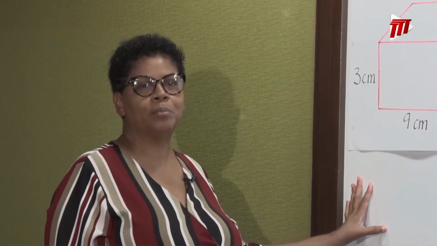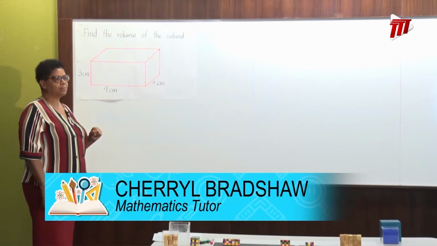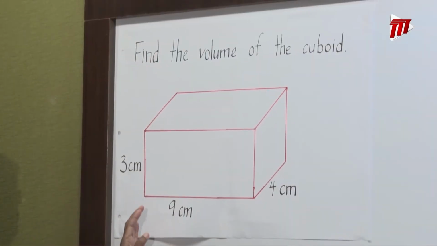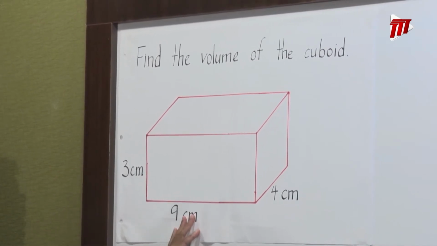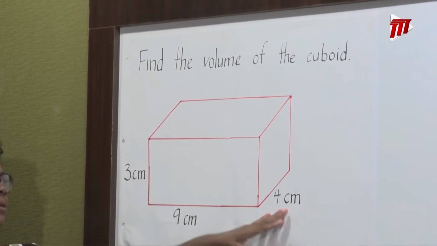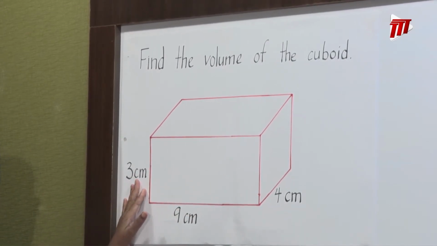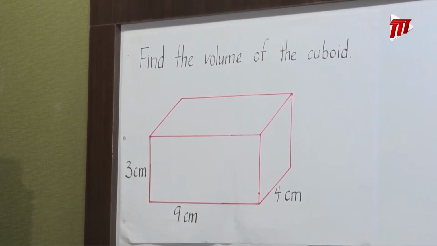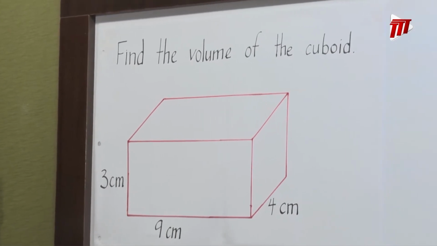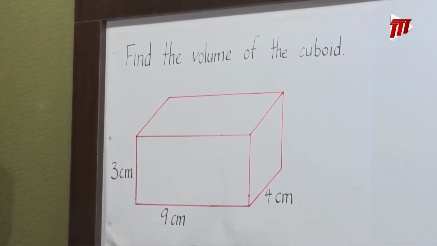You have a question on the board here. It says, find the volume of the cuboid. And the cuboid that we have here, these are the dimensions: 9 centimeters by 4 centimeters by 3 centimeters in height. To demonstrate how we come up with the formula for finding volume, I have a little replica on the table in front of me.